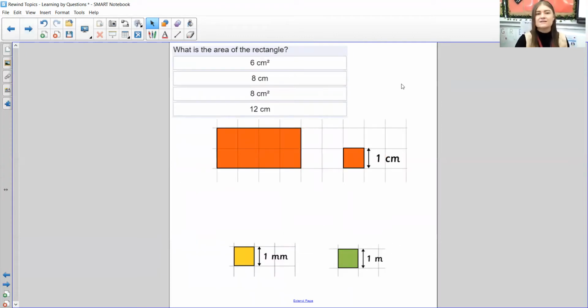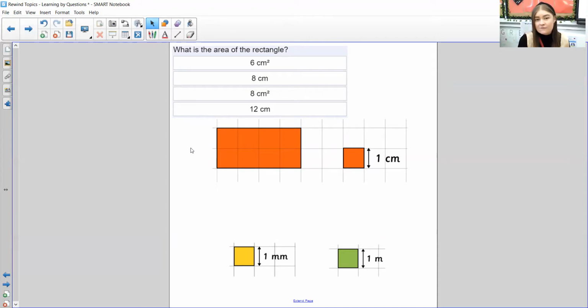Okay, so what is the area of the rectangle? Now here, I've just added these two so that we don't get confused because some of the answers are the same. So what is the area of the rectangle? Pause and make a note of this for me.